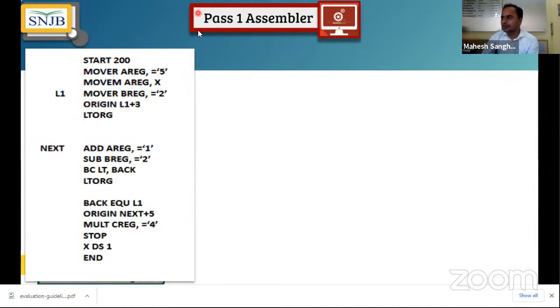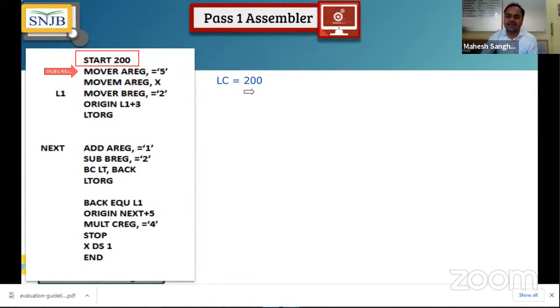So for now let me explain what origin does, or what START 200 does. START 200 is saying that the value of the location counter, the value of LC, will be assigned 200. It means where you have to start from, 200. So this will be your starting point. You need to understand that the location counter is pointing to MOVE R and it has been assigned the value 200.